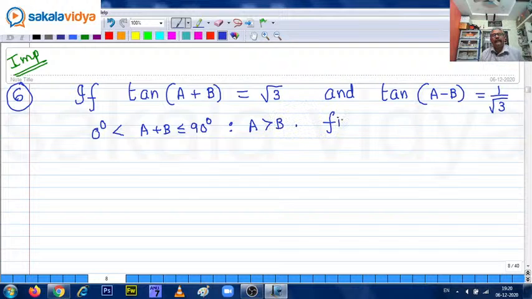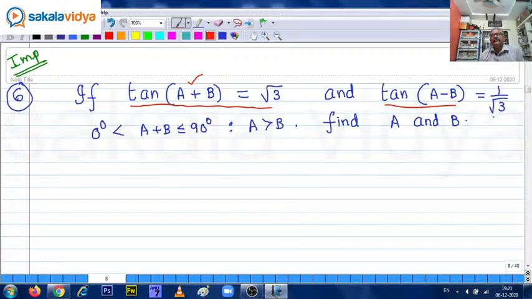Find a and b. These types of questions are very important for board examinations. See, tan of a plus b is equal to root 3, given. So with the help of this, we need to find out the a plus b value.